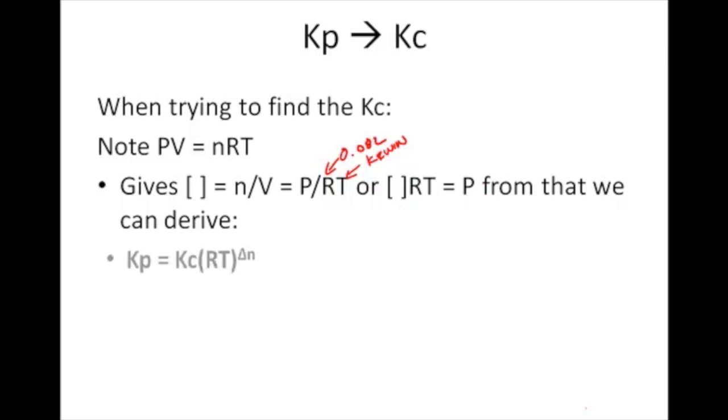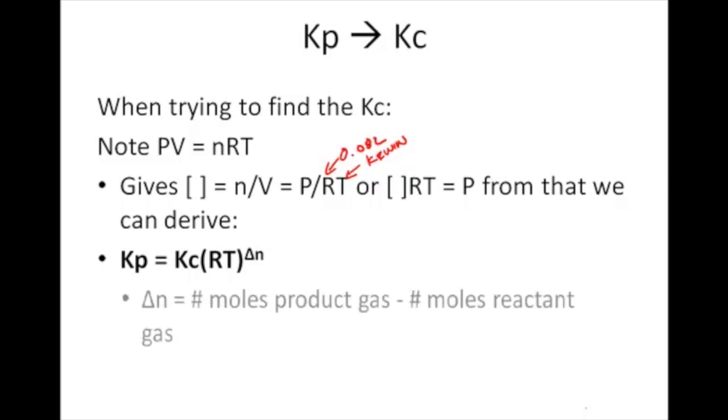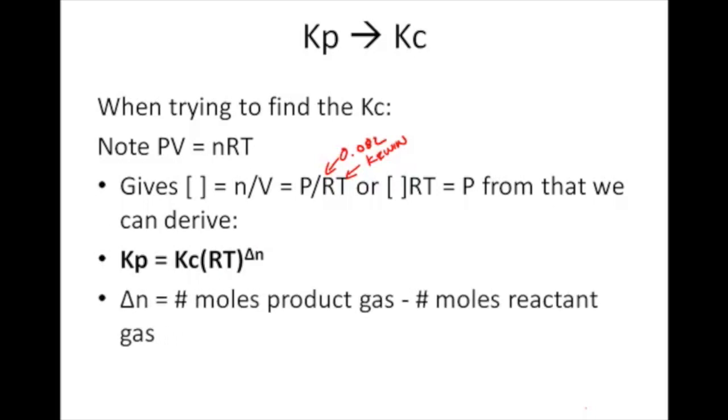Okay, so when we plug everything in, the concentration times R times T equals P. From that we can derive this equation here, where the constant for pressure equals the constant for concentration at equilibrium times RT raised to the change in number of moles. Delta n defines this part of the equation. You take the number of moles of product gas, again I'm going to circle gases here, subtracted from the number of moles of reactant gas. Okay, this is for gas situations only.